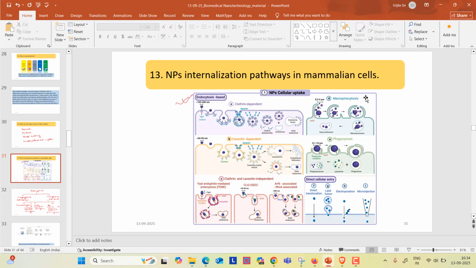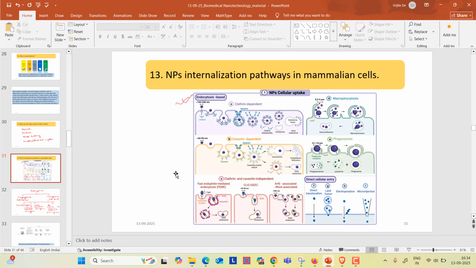Next is macropinocytosis, meaning the cell is engulfing the nanoparticle and its cellular matrix together, and this forms this kind of structure. And phagocytosis means this is just eating the cell from both sides. From the diagram itself you can understand it is just eating, right? And direct cellular entry is also there, that is direct translocation of molecules from one side of the cell to the inside of the cell. This is lipid fusion, then electroporation, and the other one is microinjection. Okay.